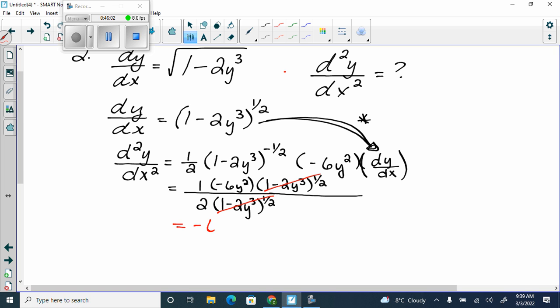I'm going to just write that. So now I can take a 2 out of here, I'm left with negative 3. A 2 out of here, I'm left with 1. So it's negative 3y squared, which is b.